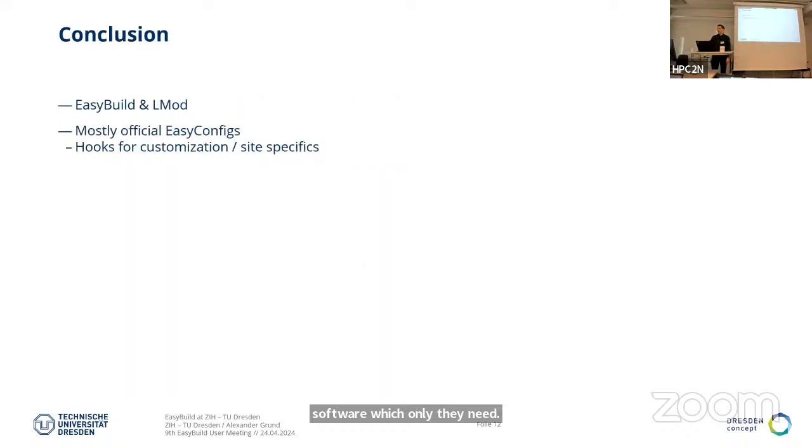Yeah, so concluding it, of course, we're using EasyBuild and LMod with mostly official easyconfigs and just a small number of hooks for customization and site specifics. For example, for our GPU clusters, we limit the number of CUDA compute capabilities we build for in the hooks, which detect, again, from the LMod system name, we set anyway which partition we are on and then set the compute capabilities to the right value.